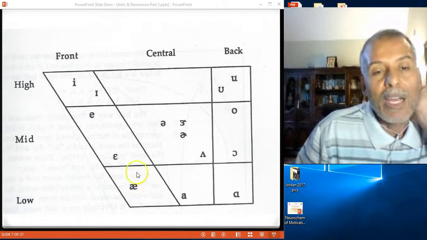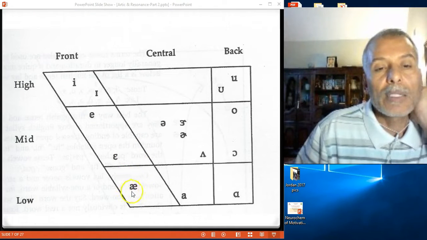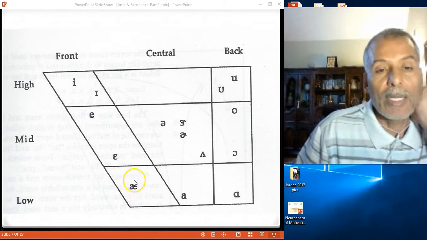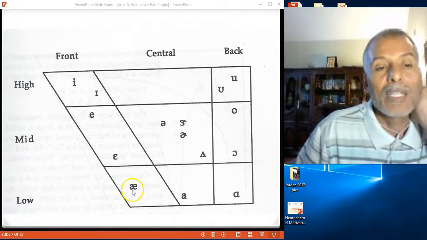Then the æ as in cat. This sound is also lax. It is low and front, and lax and unrounded. Again, as in cat, can, camera.